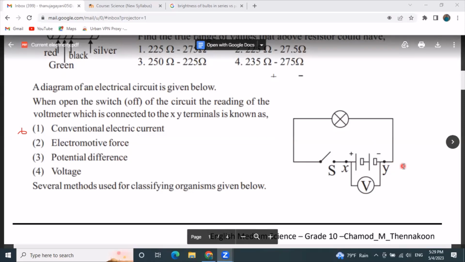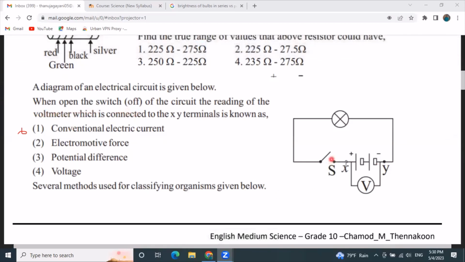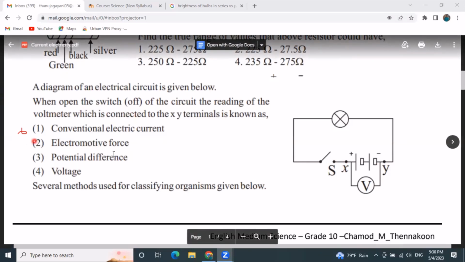But in the question they say when the switch is open, that means off. When off means electricity is not drawn from the cell. Then the electromotive force and the potential difference are the same.